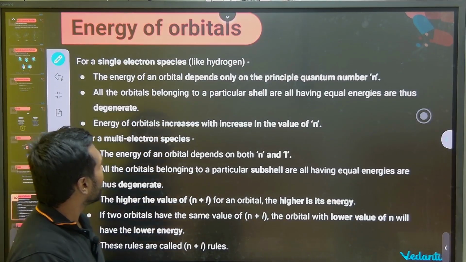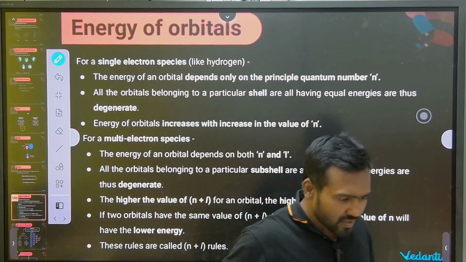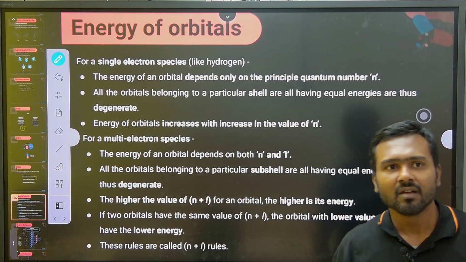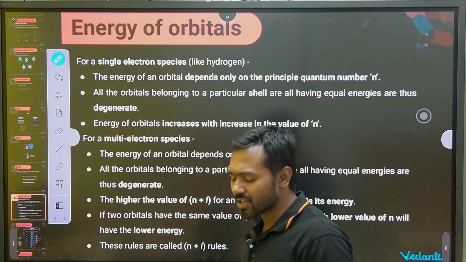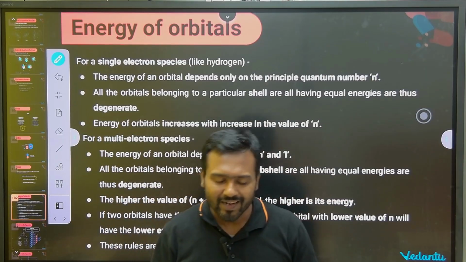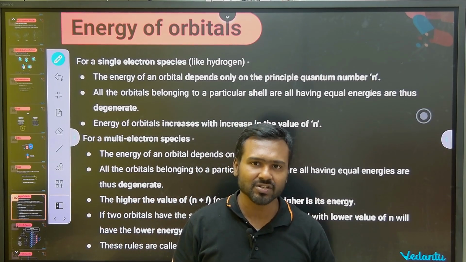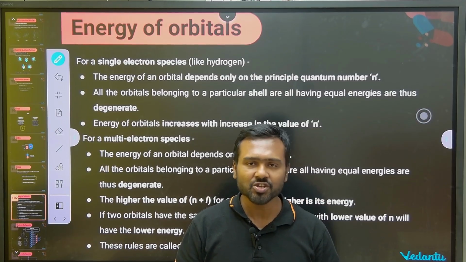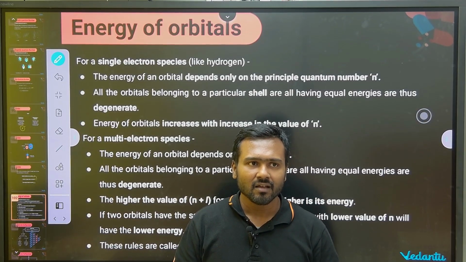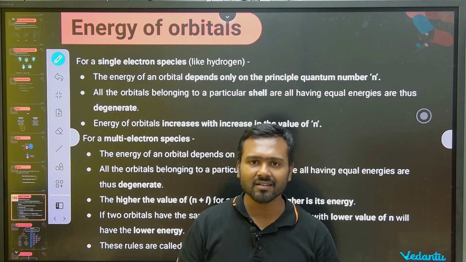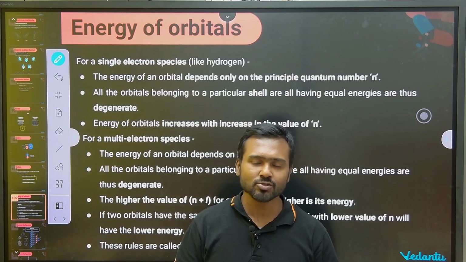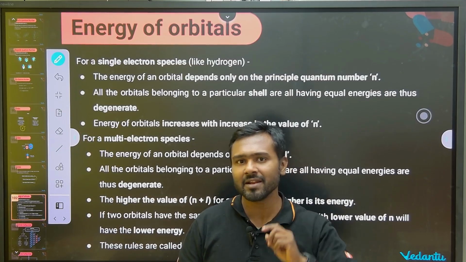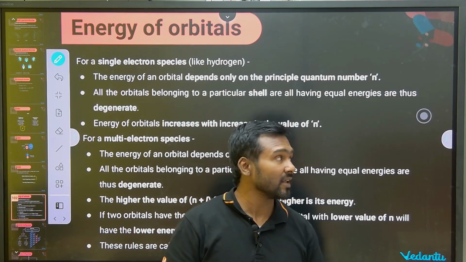So energy of orbitals, this is very important, a 2025 question came here. In case of a single electron system, we'll consider only one factor, that is attraction force between electron and the nucleus. So the energy order, if you take 1s, 1s has less energy, next after that 2s and 2p. 2s and 2p have the same energy, not different energy.